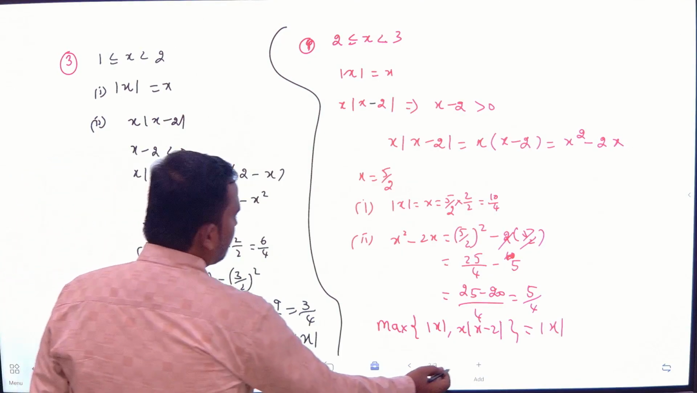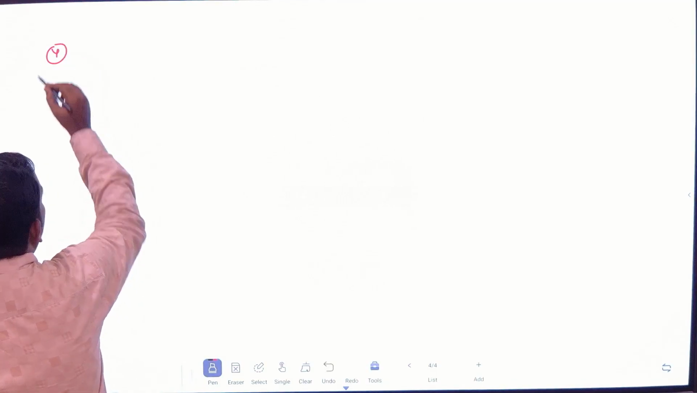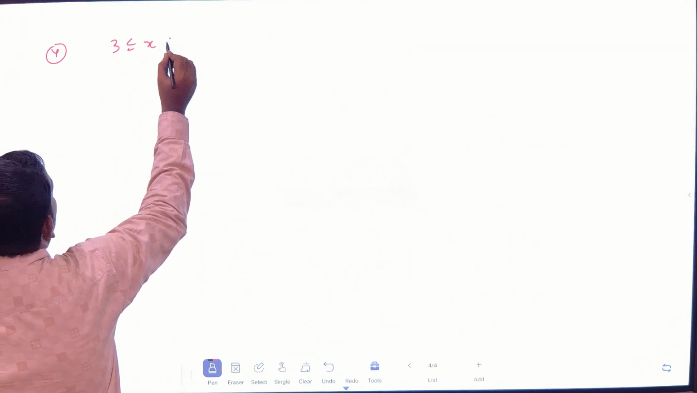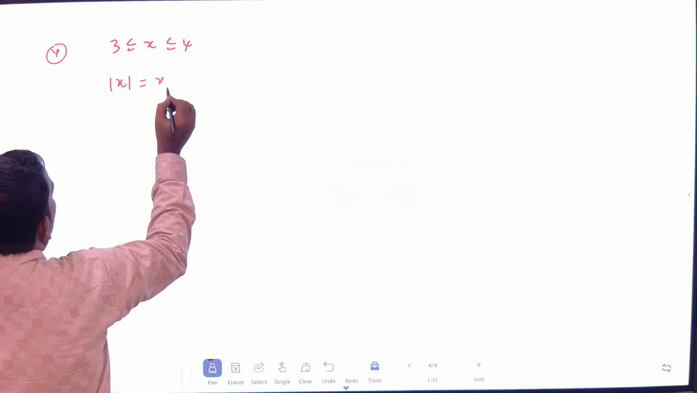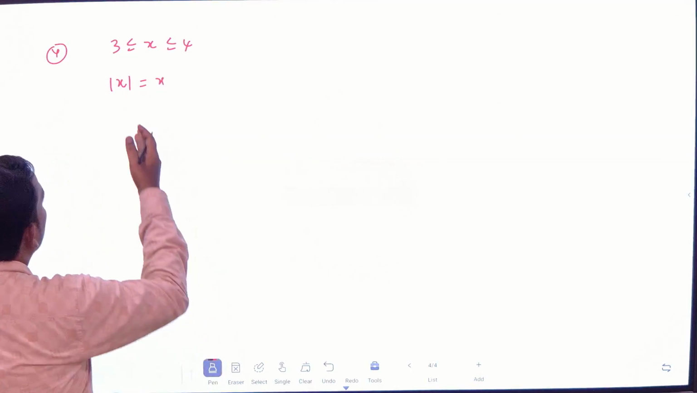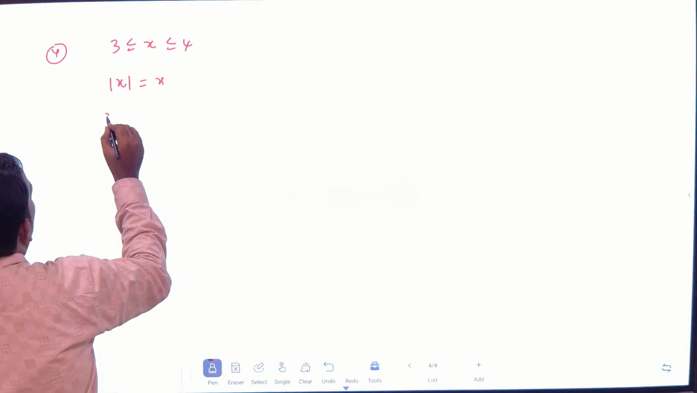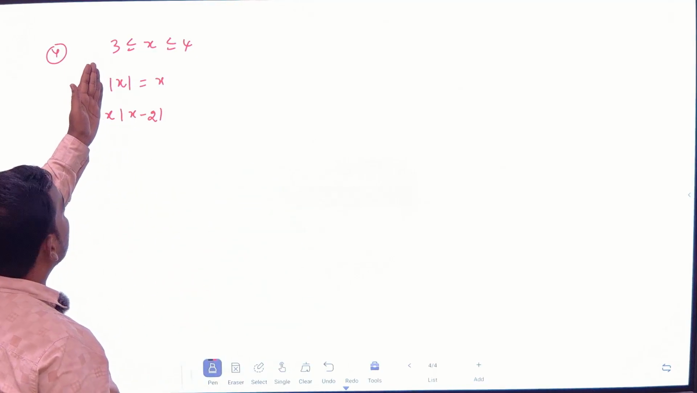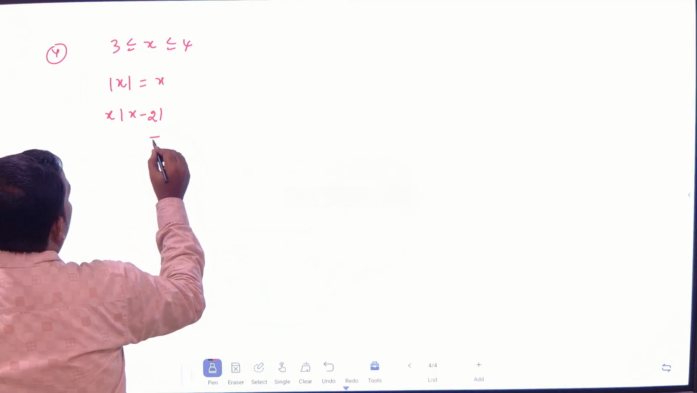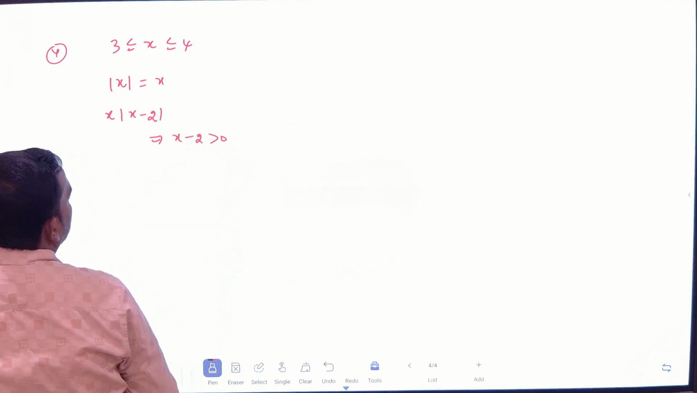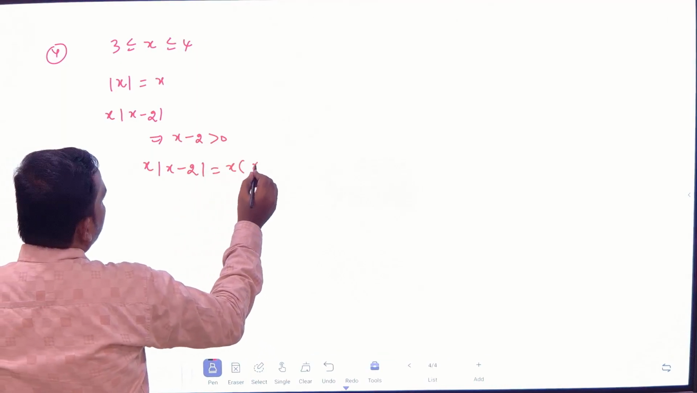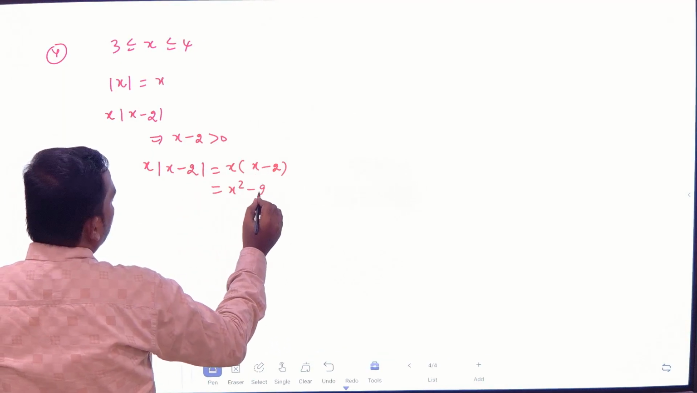Let's check the next one. Fourth one, you can see 3 to 4, the last one you have to define, 2 to 3, next is 3 to 4 you have to take. X is 3 to 4 you can take, definitely mod x is what? X is positive, definitely mod x is x. Then x times mod x minus 2, you can check quickly. If you add minus 2 on both sides, definitely x minus 2 is positive. x minus 2 greater than 0. Understood? Therefore, x times mod x minus 2, how to write? x into x minus 2, same as x square minus 2x.